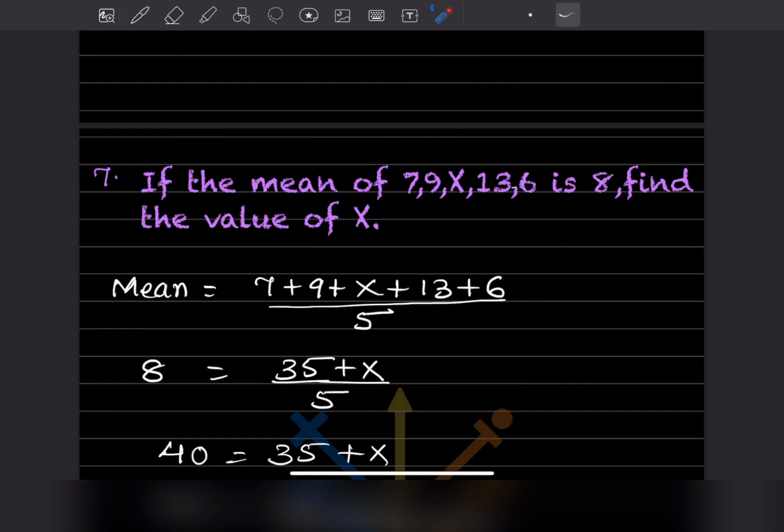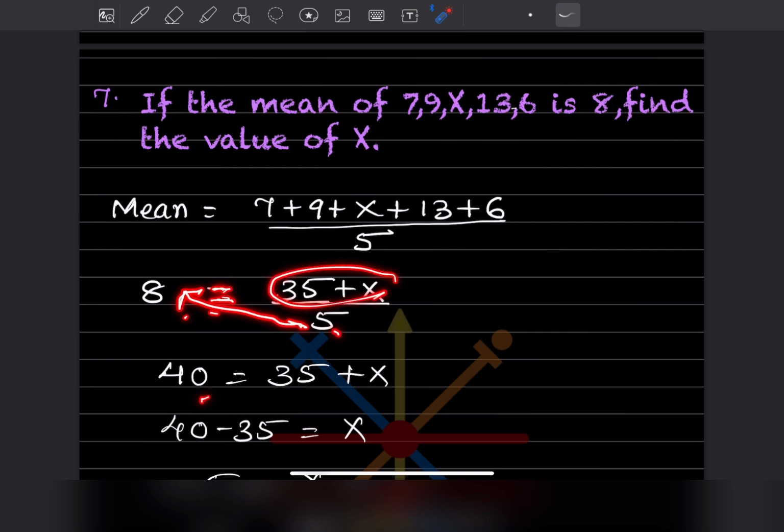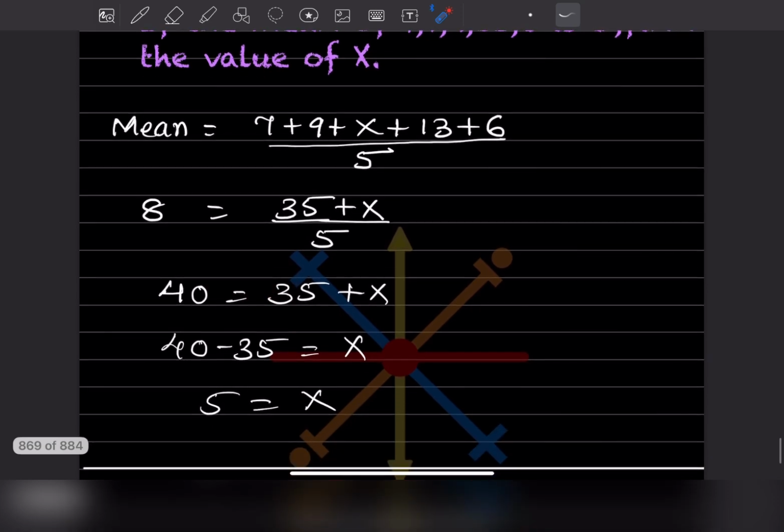When you add these 4 numbers, that is going to be 35 plus x, divided by 5. If we take this 5 to this side, it gets multiplied because it is changing the side, equal to is in between. So 8 fives are 40 is 35 plus x. Now if we take this 35 to the other side, it is actually plus, so it will become minus. Here is x, so x will be 5.